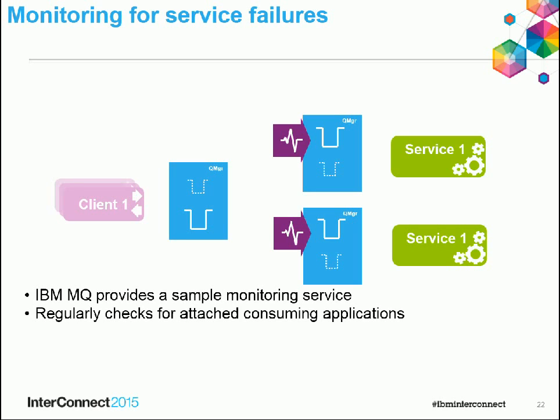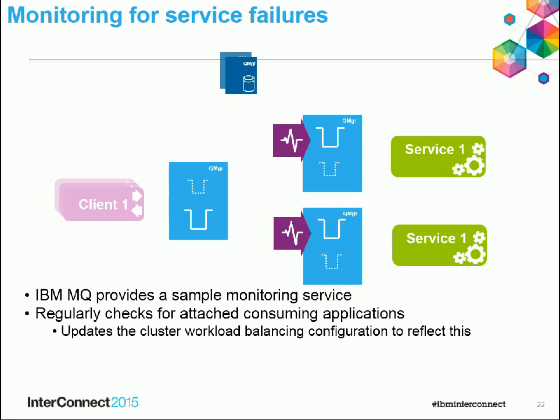So it's sat there monitoring this, and what it does is if it ever sees that that application is disconnected, or in fact reconnected, it modifies the cluster configuration of those queues. That goes out to the full repositories and then goes out to any of the queue managers in the cluster that need it. By modifying that cluster configuration, as we'll see in a minute, it controls the workload balancing algorithm, which means it changes the routing of those messages.